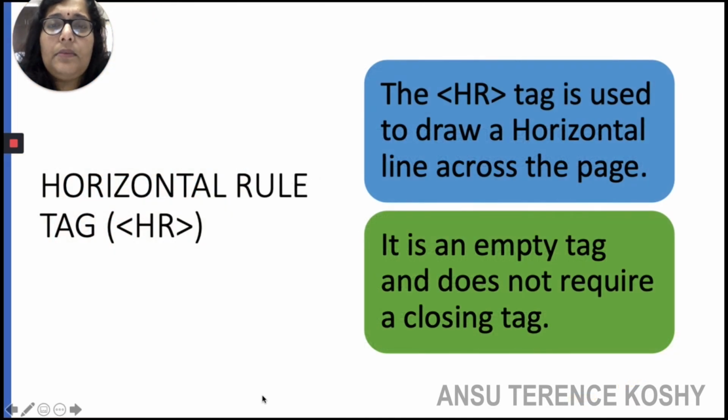Now let's talk about the horizontal rule tag or the HR tag. The horizontal tag or HR tag is used to draw a horizontal line across the page, not a vertical line. It is used to draw a horizontal line on the page. It separates the page into different partitions. It is an empty tag and does not require a closing tag.